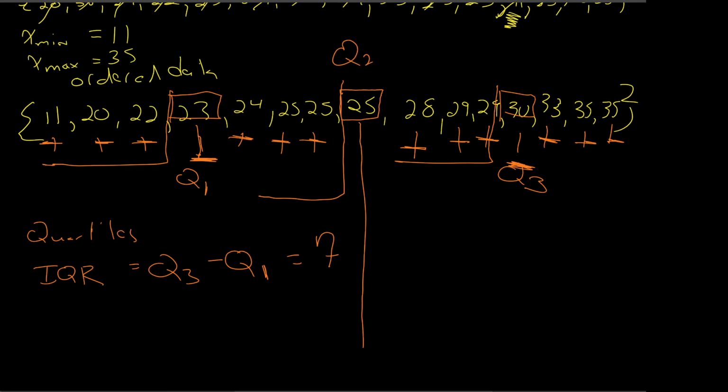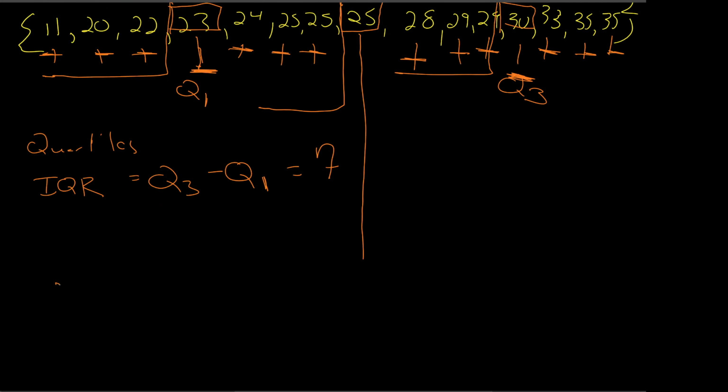Well, let's plot this and see what happens. I start with my min at 11. Then I'm going to count in ones, so let me draw a number line here. And my max is over here at 35. I want to break these into even counts. I might have to do a little erasing here.